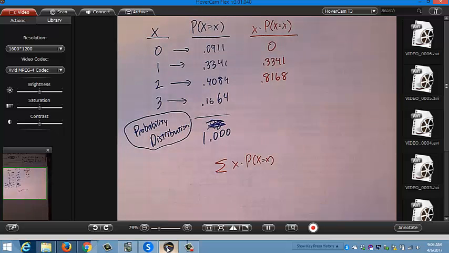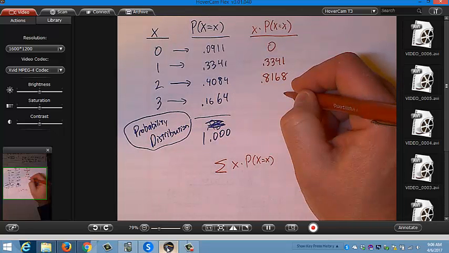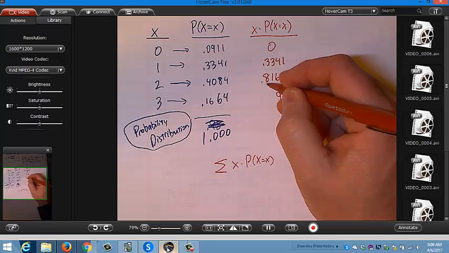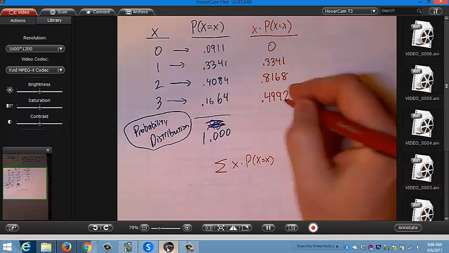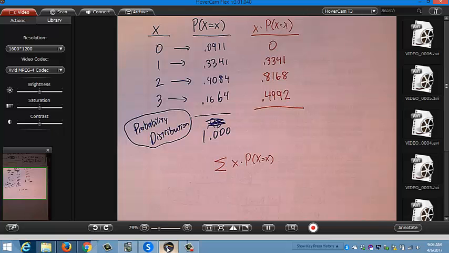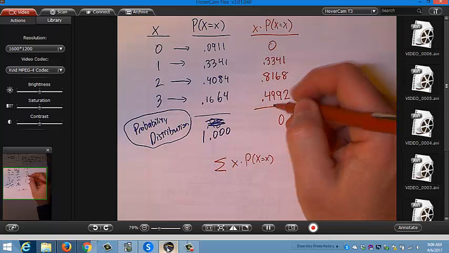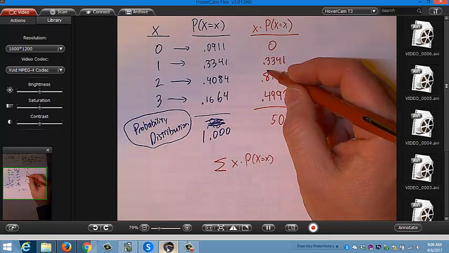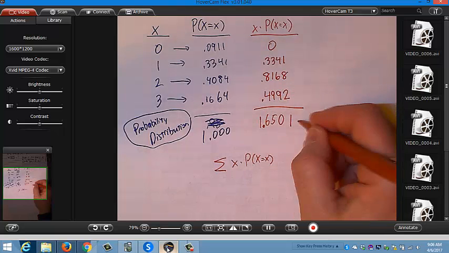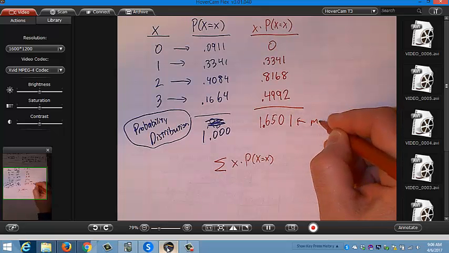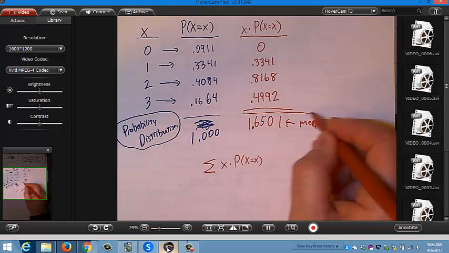And now the hard one. What's 3 times this? All right, I'll do it. Well, let me do it backwards. 3 times 4 is 12. I got 0.4992. Let's add all that up. Well, I got that the mean number of wins, the mean is 1.65.